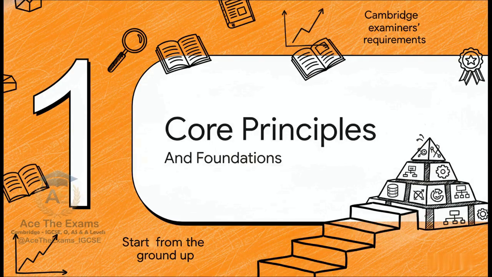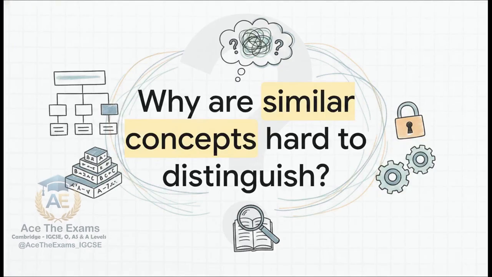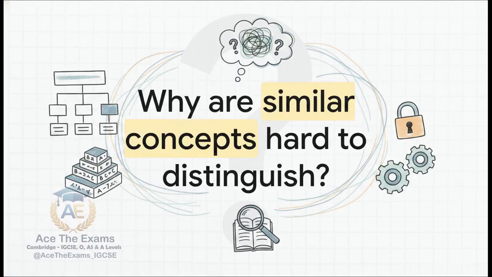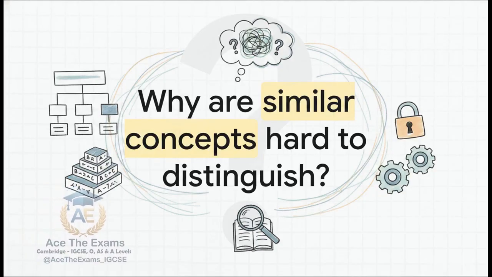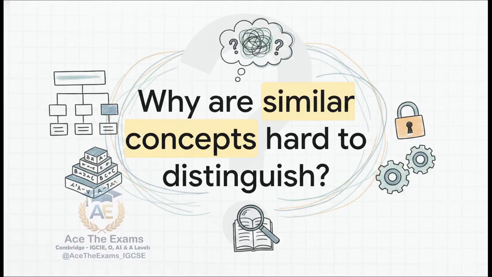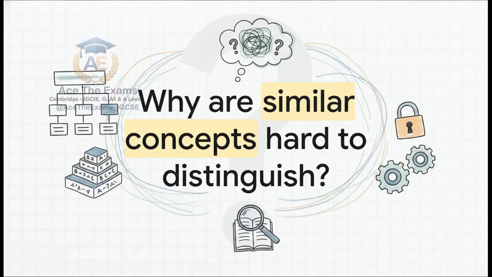Section 1. Core Principles and Foundations. Before we can start executing complex, high-scoring answers, we need to really dig into the academic benchmarks and understand what Cambridge examiners actually demand from top-tier candidates. Now, this is a question posed directly by senior examiners year after year. Why do students find the distinction between similar concepts so incredibly hard? It's a massive pain point.